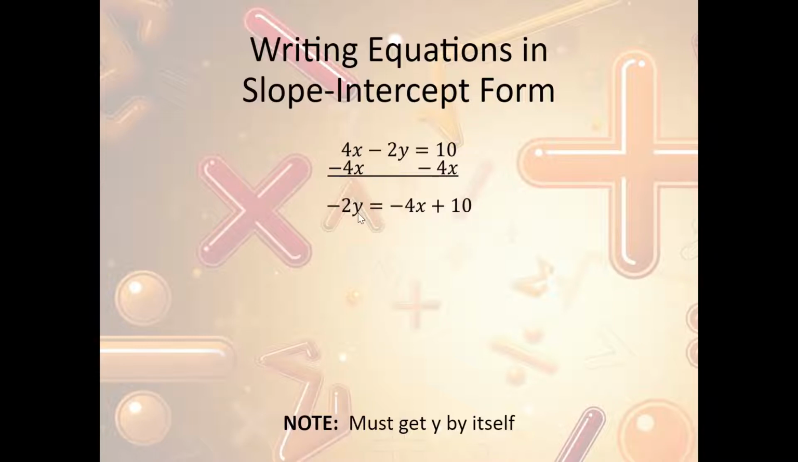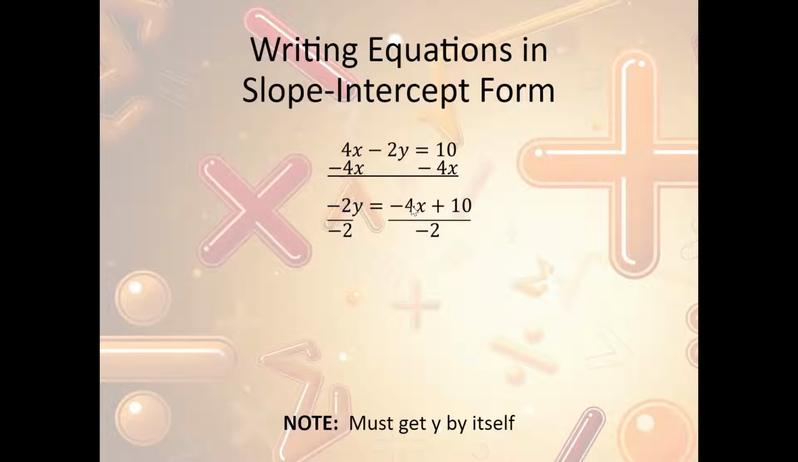Now I'm going to get rid of whatever's over here with the y. Well, I got a negative 2 over here, and it's being multiplied by y. So I'm going to undo that by dividing. So I'm going to divide both sides by negative 2. That gets rid of this because negative 2 divided by negative 2 is 1. So it's just 1y. So that's what I want, just y.